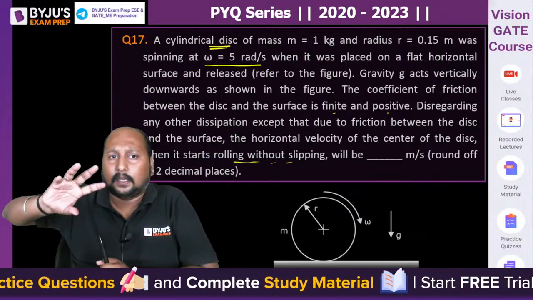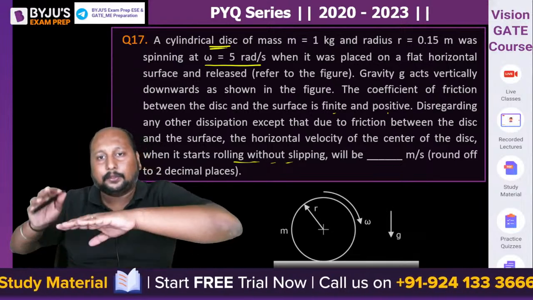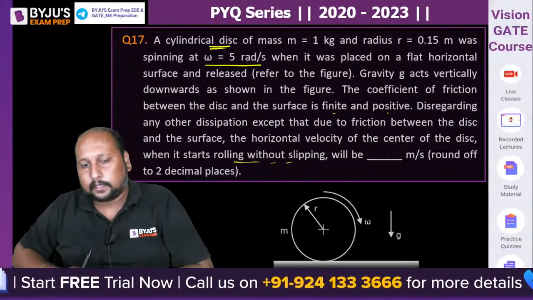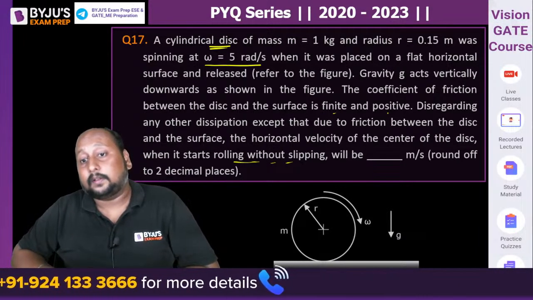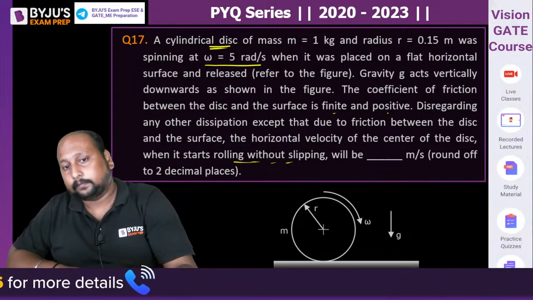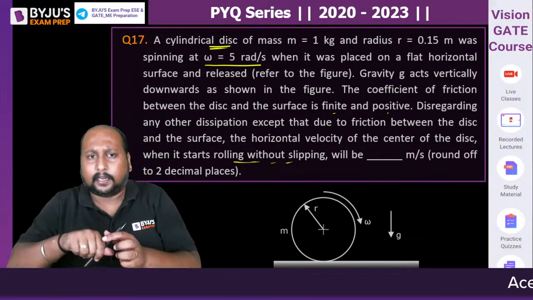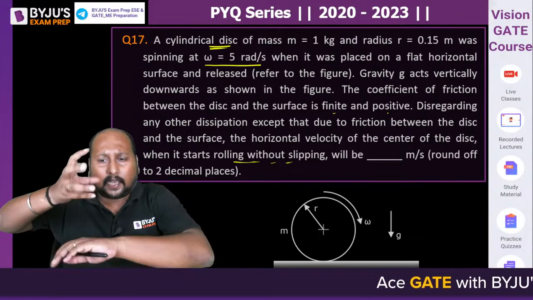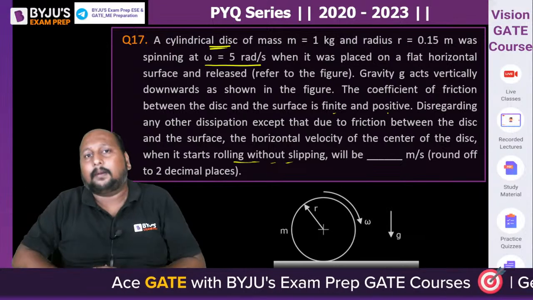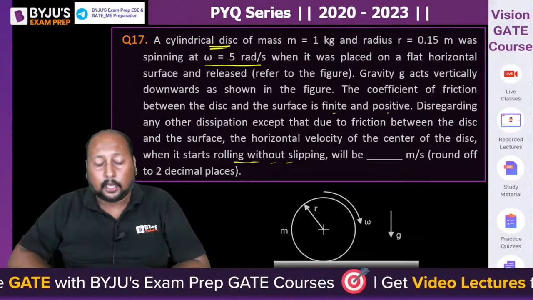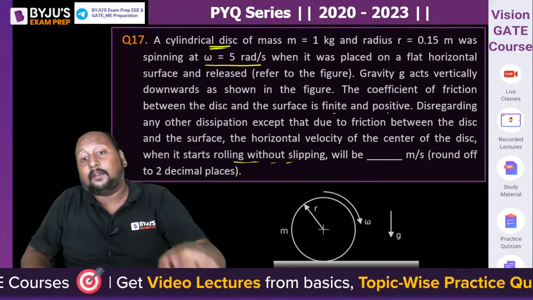So actually what has happened is the disc was rotating initially, and I'm just keeping it on the horizontal surface. So they are asking what is the horizontal velocity of the center of the disc when it starts rolling without slipping? Initially there will be slipping, when you keep a rotating disc on the surface there will be some slipping, and after that it will move in the forward direction. So the question is, what is the velocity of the center of the disc when it starts rolling without slipping?